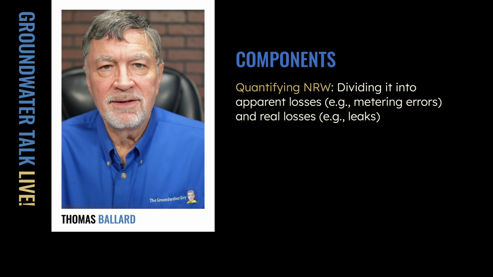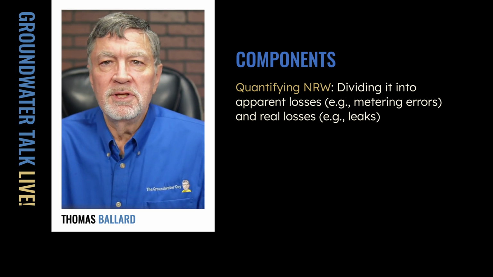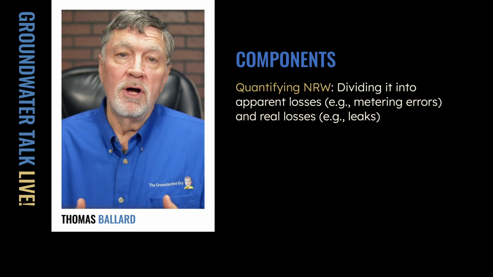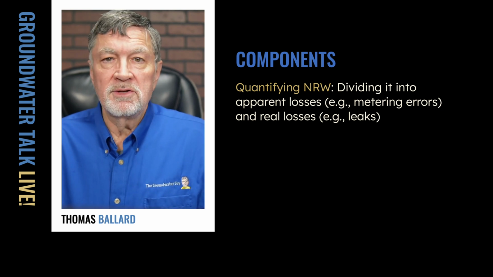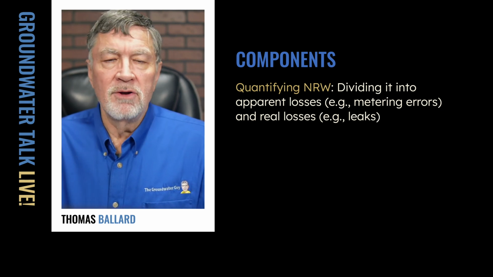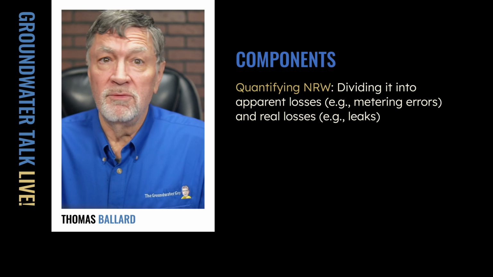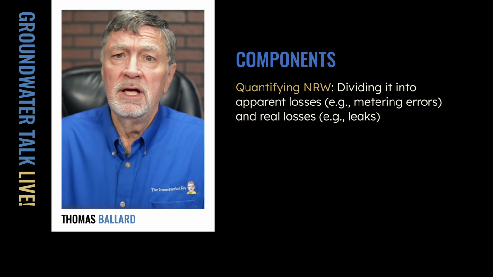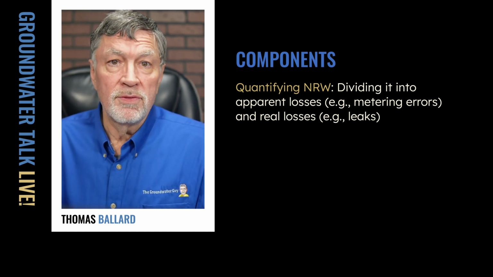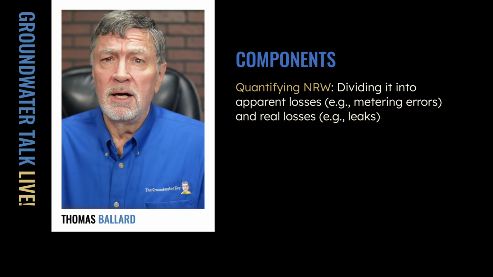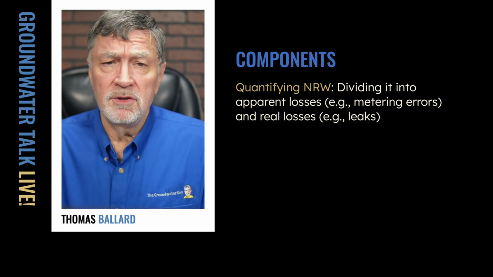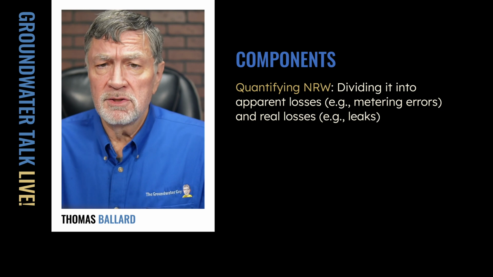All right, so components of looking at your non-revenue water is really dividing it into apparent losses, which are metering errors and thefts, versus real losses, which are leaks. So that's going to be step number one, is quantifying what non-revenue water is. And you're also going to look at what your authorized non-revenue water is and subtract that out as well. And so what we're really trying to get at is, do we have metering errors or thefts that we can try to prevent? Or do we have line leaks, which are an infrastructure problem that we're going to have to invest some dollars in getting fixed?